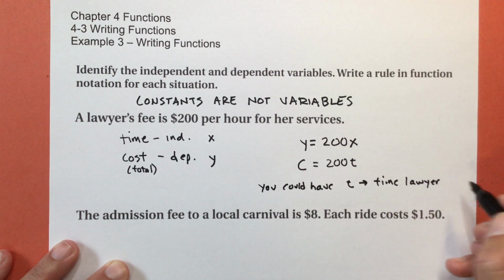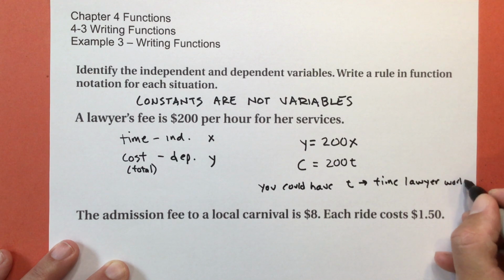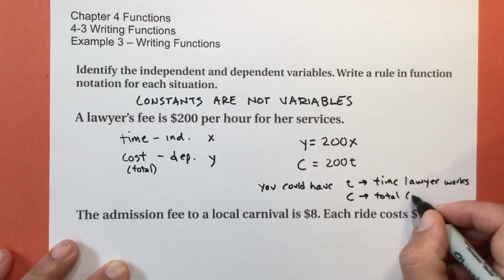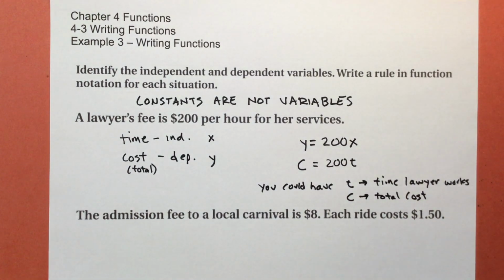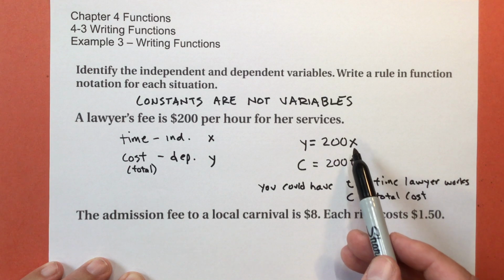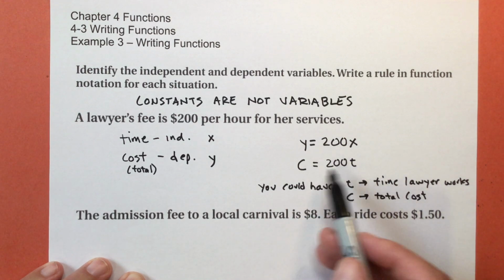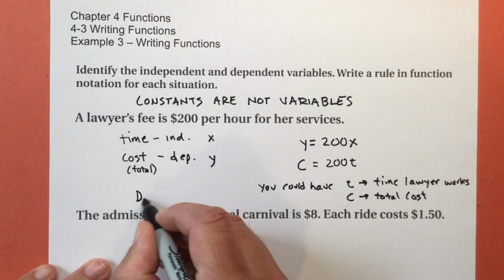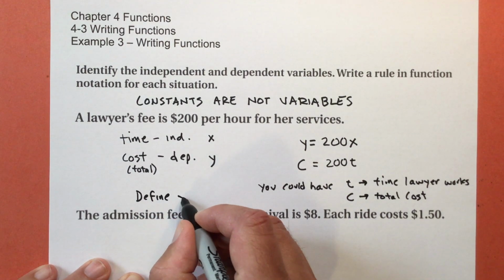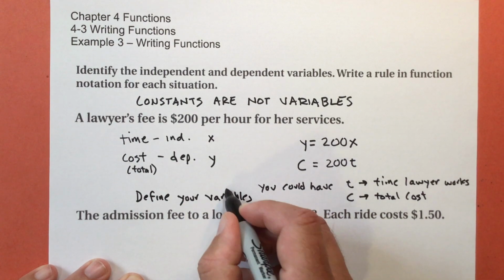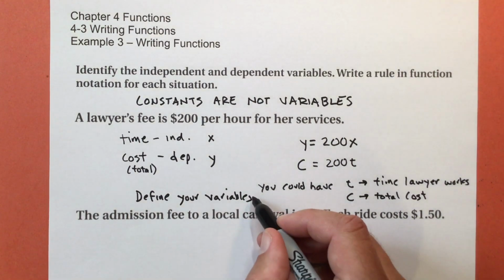I'm going to run out of space here. Maybe you can see it. And c is going to be the total cost, or how much the lawyer is going to charge. Even if you use x and y, or if you use other letters that make a little more sense, oh, t's for time, c's for cost, I get it, you should define your variables because that helps other people understand what it is that you are talking about.